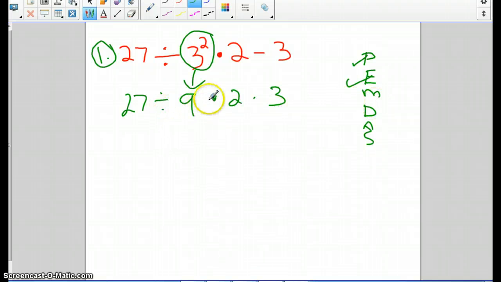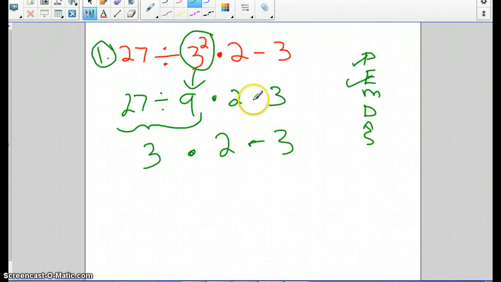Now there's division and multiplication in the problem. So what we want to do is remember what I said a couple minutes ago: going left to right will decide which one you do first. As I start at the far left and work my way across to the right, division comes first. So we want to simplify this part first. 27 divided by 9 is 3. Everything else will stay the same. Okay, so now we've got that done.